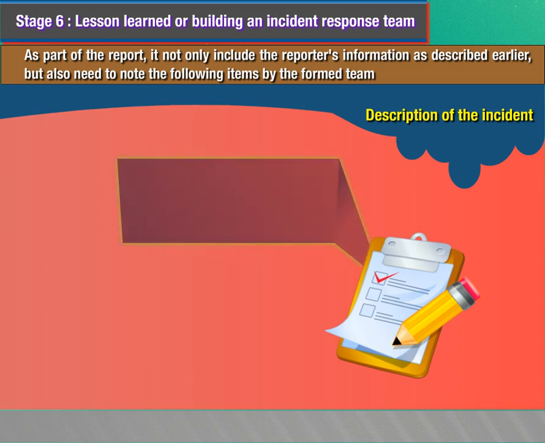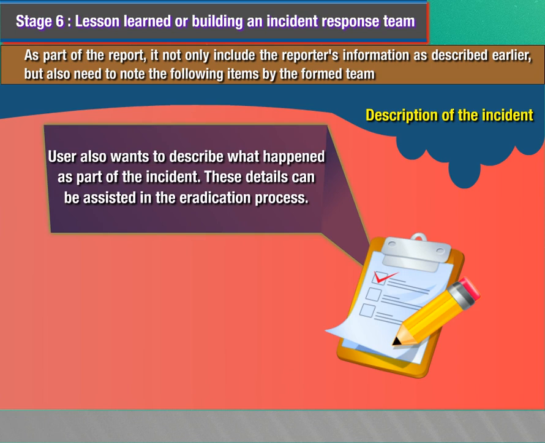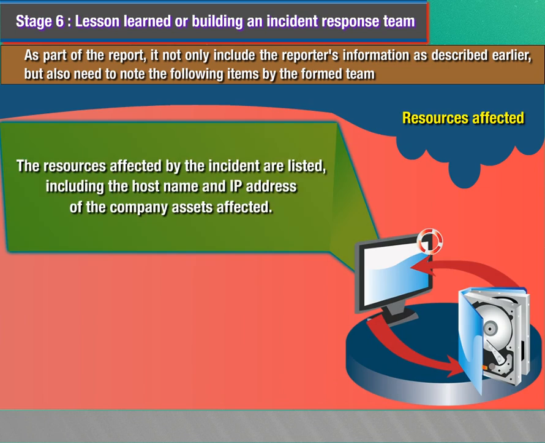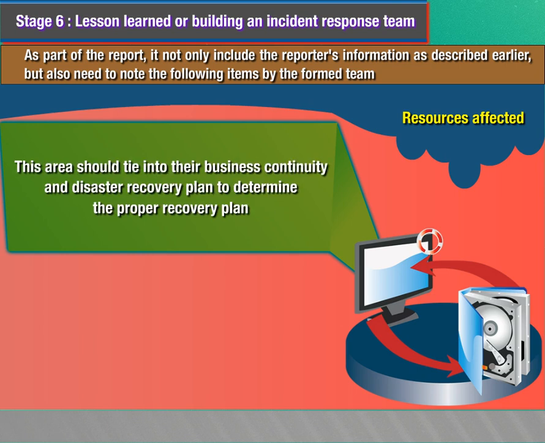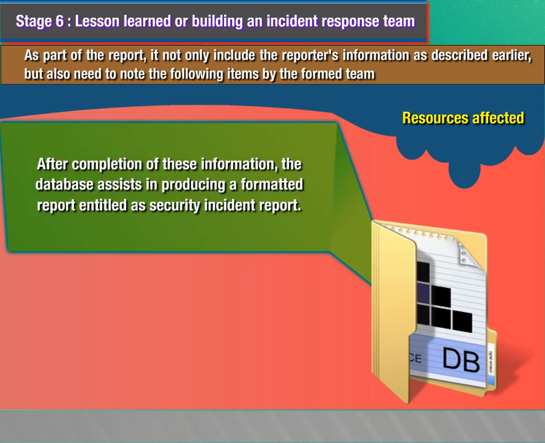Description of the incident. This includes a description of the incident and how it was detected. Users also want to describe what happened as a part of the incident. These details can assist in the eradication process. Resources affected. The resources affected by the incident are listed, including the host name and IP address of the company assets affected. This area should tie into their business continuity and disaster recovery plan to determine the proper recovery plan. After completion of this information, the database assists in producing a formatted report entitled Security Incident Report.